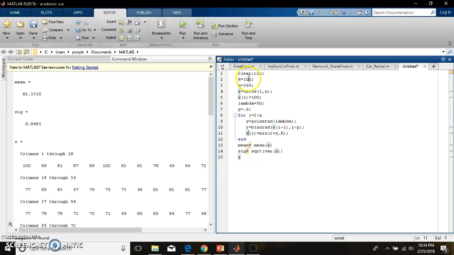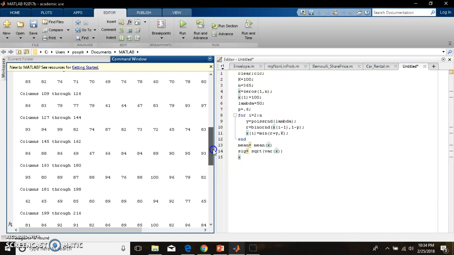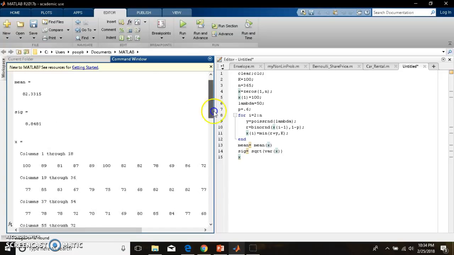So if we were to run this, we'd get these results over here with a mean of 82 skips, a sigma of 8 skips, and here is the x showing how many skips have been taken out. So with that, that's it.